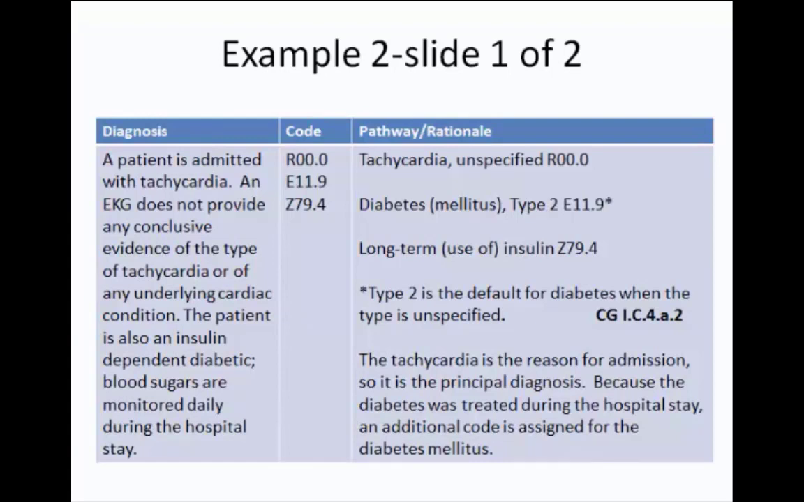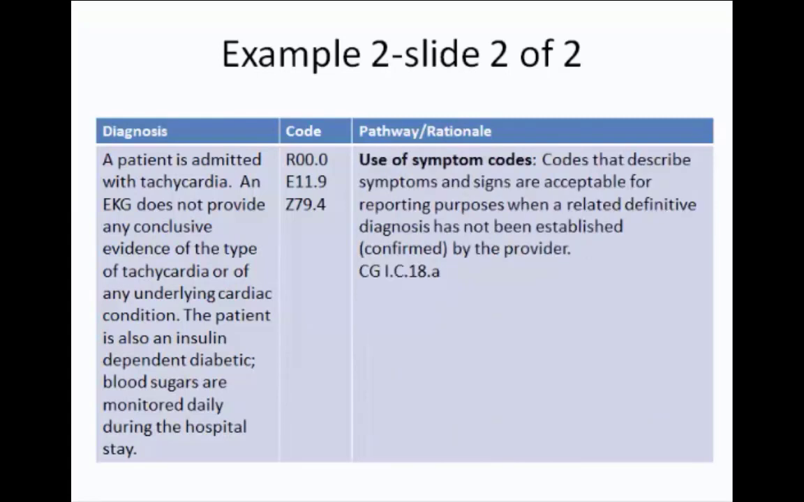A reminder from Coding Guideline Chapter 4, Type 2 is the default if we're not told what type of diabetes someone has. But we do use the tachycardia code as our principle because that's the reason why she was admitted to the hospital. We don't have a definitive diagnosis for what was causing that, so we use the symptom of tachycardia as a principle. And this is just a reminder of which coding guideline I used.